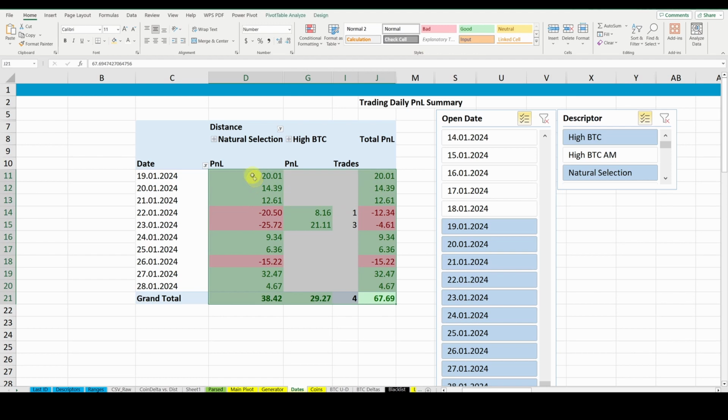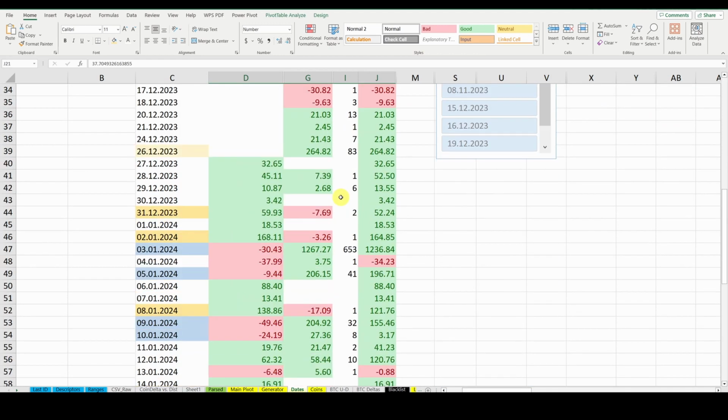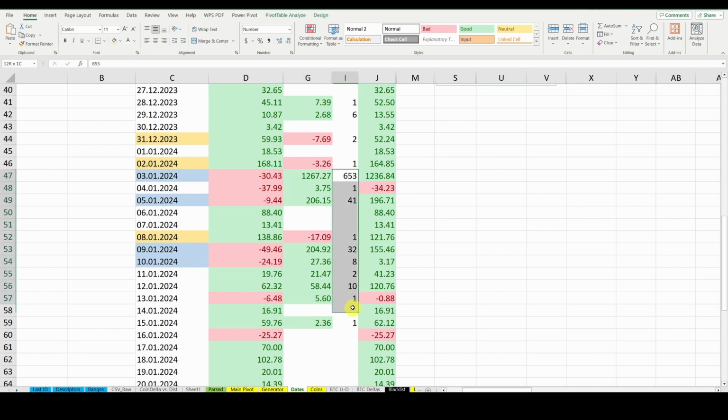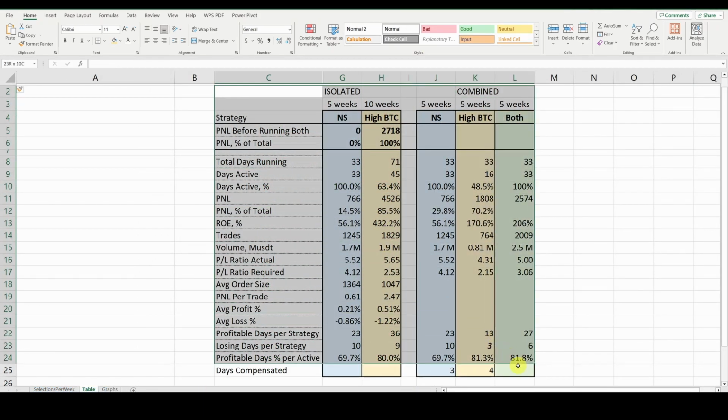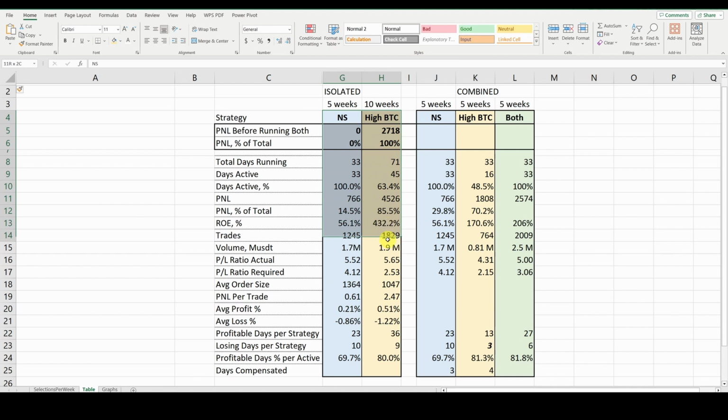First, I wanted to see how these strategies worked together when they actually did work. Here I have a comparative table. These 2 columns are for each strategy in isolation over the total period each of them has been running. And on the right, I have the data only for the period where both of them had been running, which is 33 days long. Note that prior to that, all of my P&L came from high Bitcoin, so I was reliant only on one single strategy.